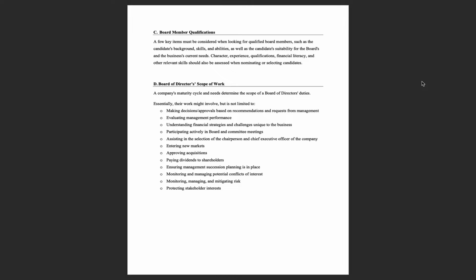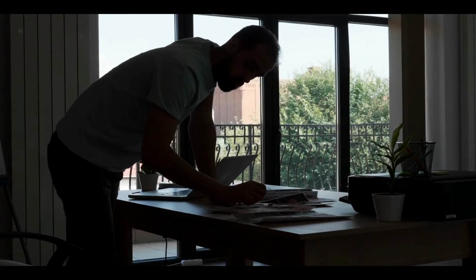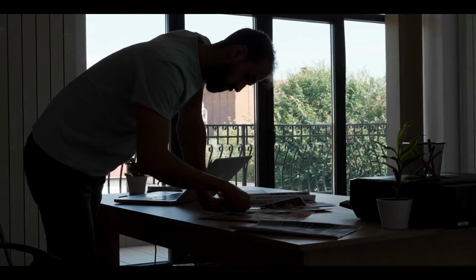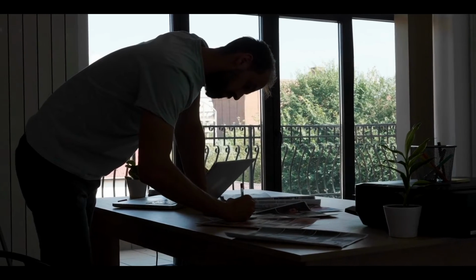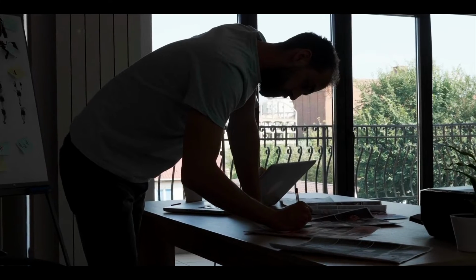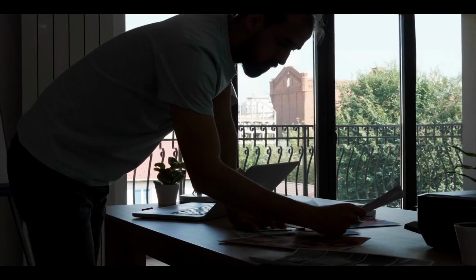So what is the skill set that is often sought after for someone to be qualified to sit on the board and actually deliver as a board member? Usually it is a combination of many things. The first thing you want is to make sure that these members have the right background, skills, and abilities, that they are suitable to sit on the board. But you also need to take into account their character, their experience, their qualifications, their financial literacy, and other relevant skills and experience based on the board's needs.